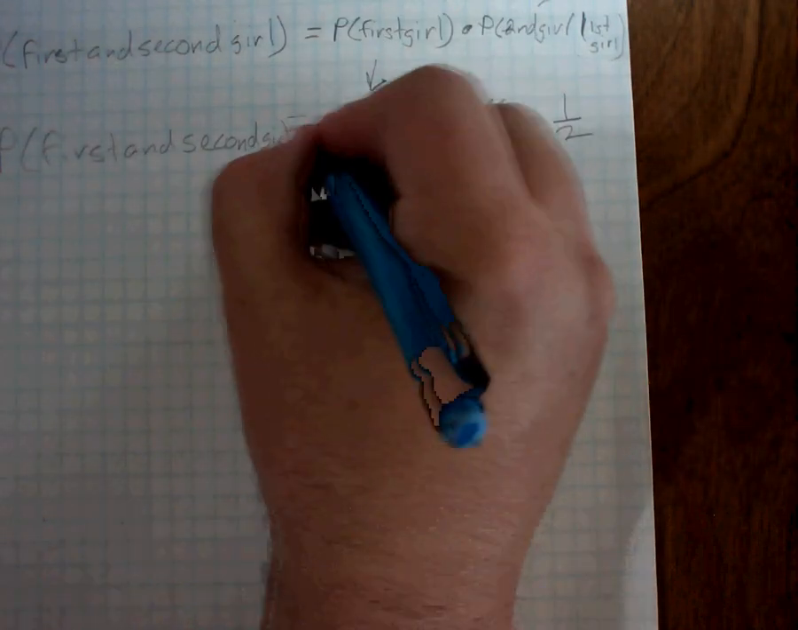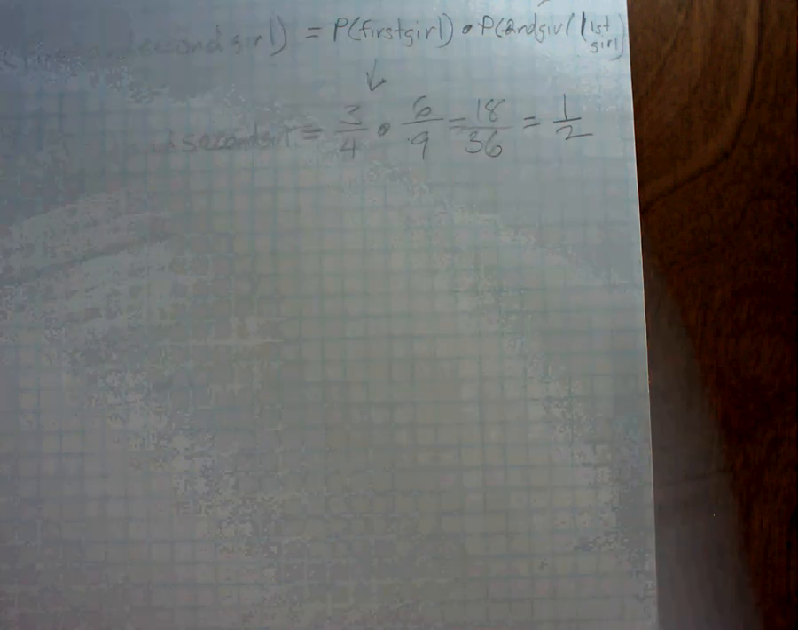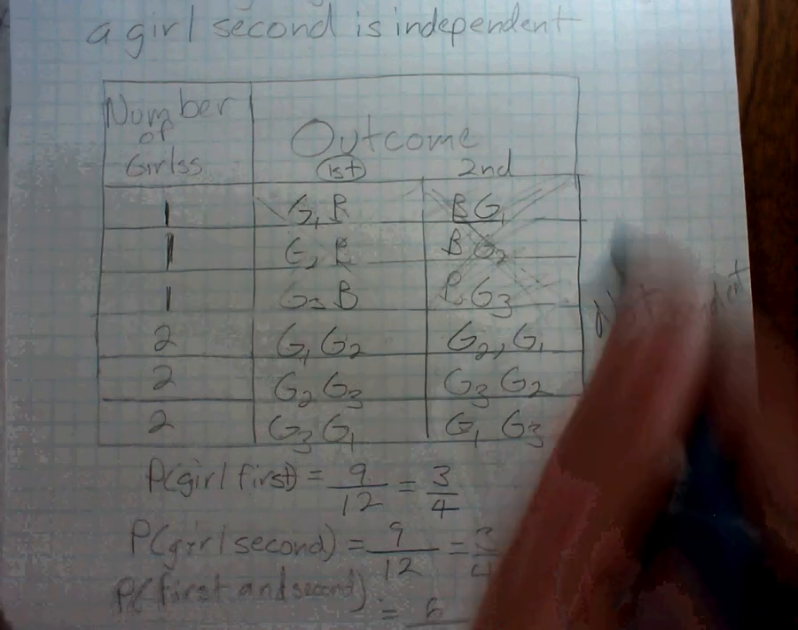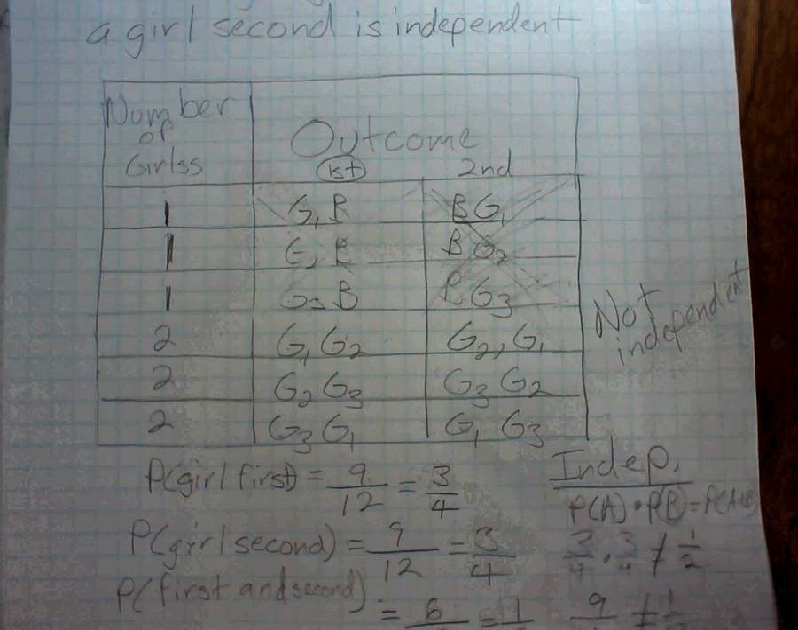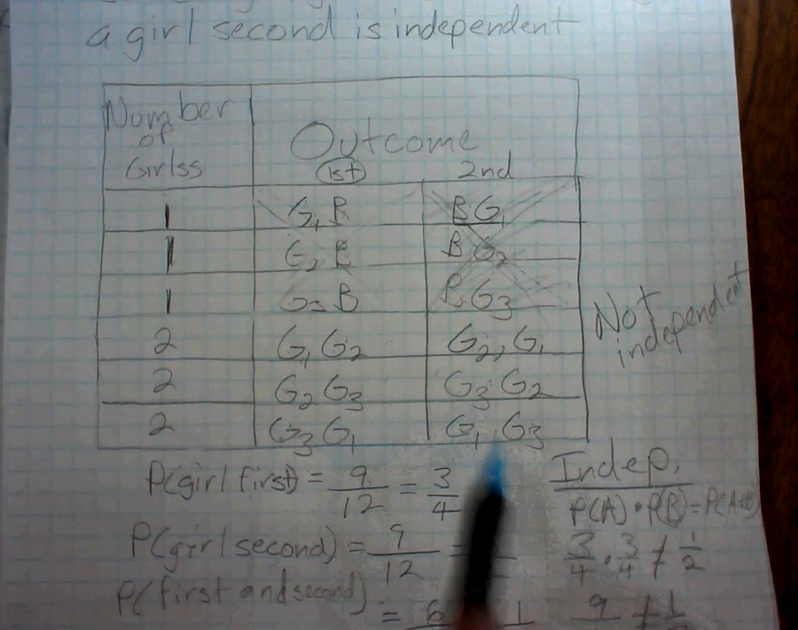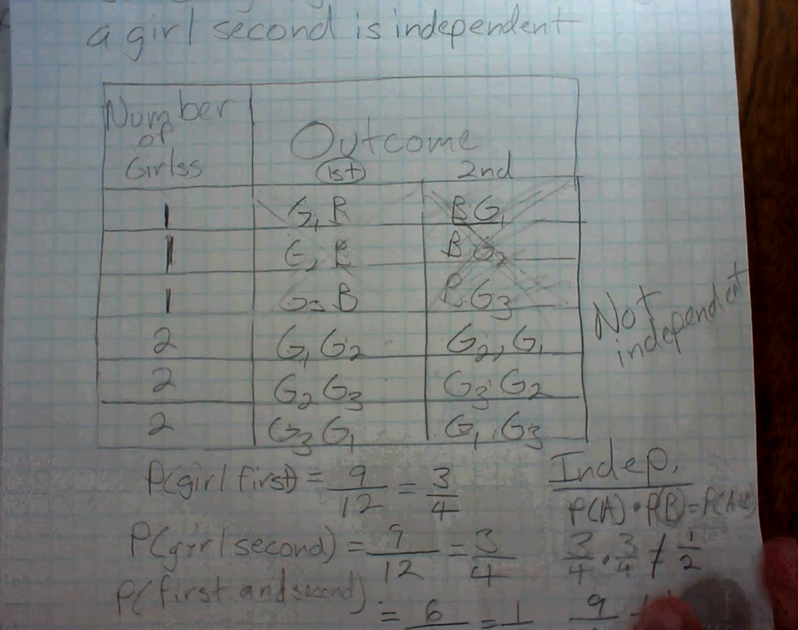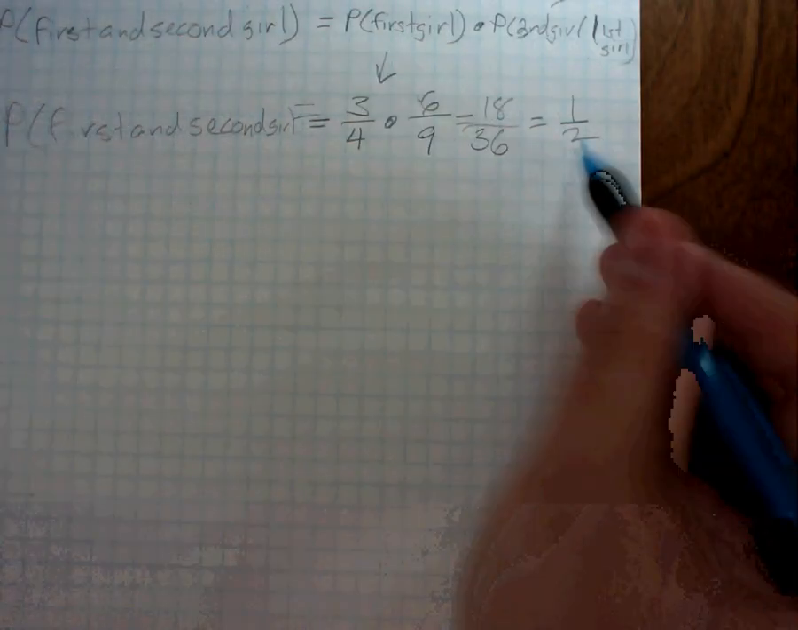Now, how can I make sure that's true? Well, we just look at our sample space. Out of the total sample space, out of all 12 scenarios, 1, 2, 3, 4, 5, 6 of them, half of them, have 2 girls. And so that's correct. So they're dependent, and this is how we would calculate the probability.